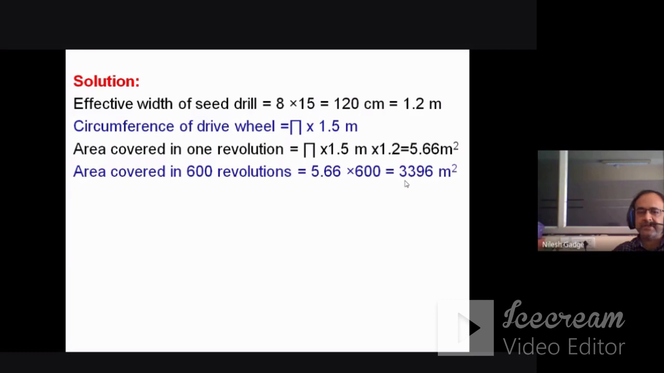3396 meters square. This is the area covered in 600 revolutions. So complete up to this area covered in 600 revolutions.